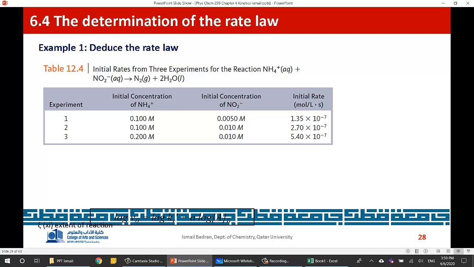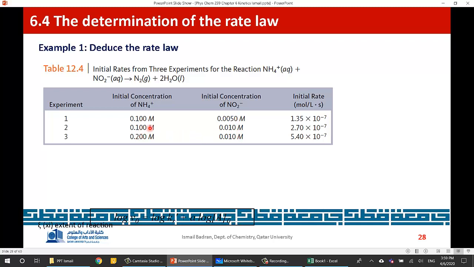What's going to happen to the rate? The rate is also doubling. So this is first order kinetics for the NO2 minus. Now, in order to do it for the NH4 plus, this has to be constant. So if you look at rows 2 and 3, this is constant now. It's very important that you fix the concentrations of all other species except for the one that you want to know. So this is fixed now, 0.1, 0.1.